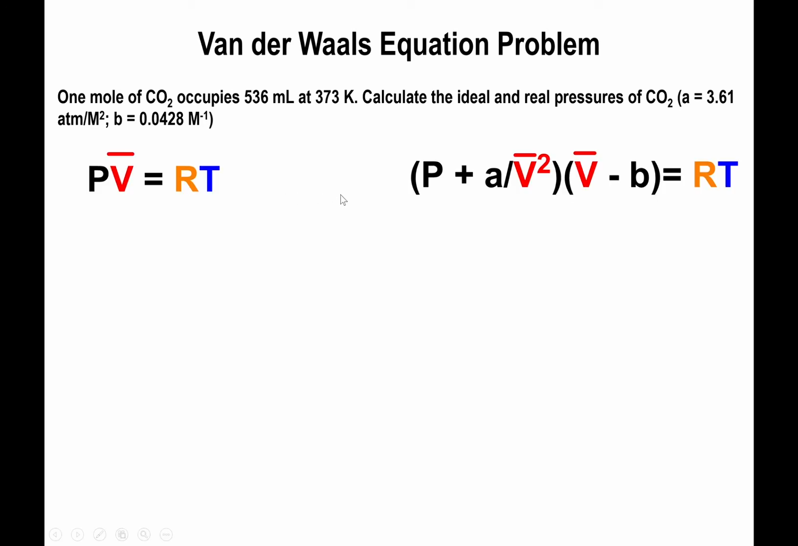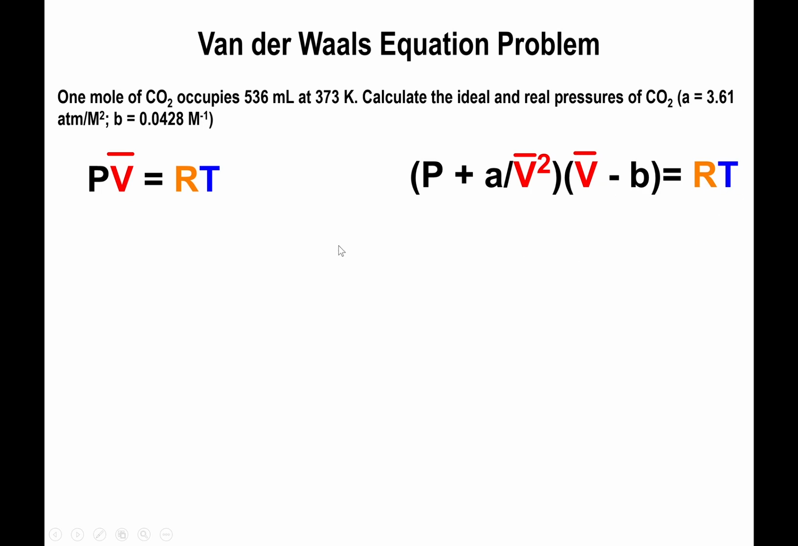All right, now we know that ideally PV equals nRT. If you divide both sides by moles, you find out that P times the molar volume equals RT. That's still the ideal gas law. And here on the right side, we have the van der Waals equation for real gases: P plus A over molar volume squared, times molar volume minus B, equals RT.